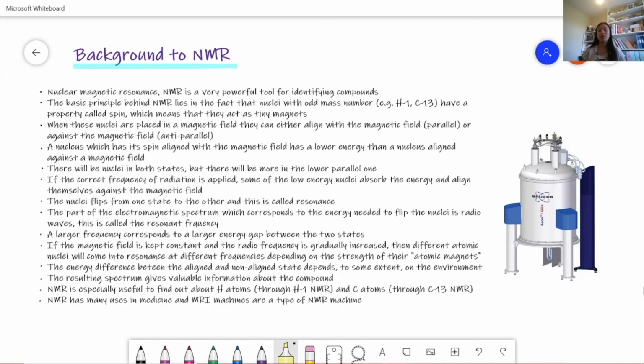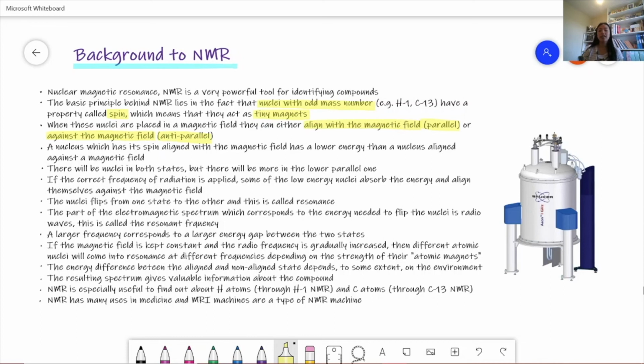And the basic principle behind NMR lies in the fact that nuclei with odd mass numbers, so for example, hydrogen-1 or carbon-13, have a property called spin. And this means that they act as tiny magnets. So when we put these nuclei in magnetic fields, they can either align with the magnetic field, so we call this parallel, or against the magnetic field. And we say that this is anti-parallel.